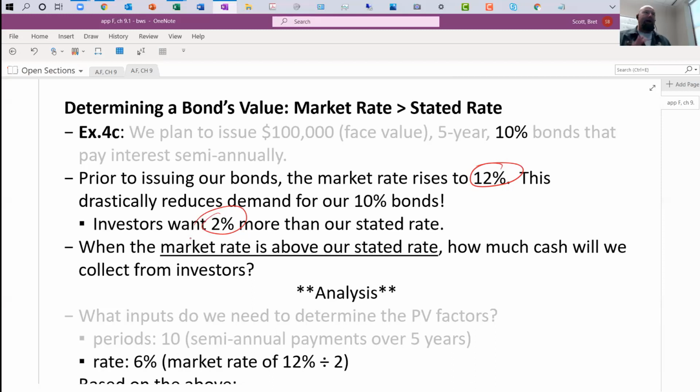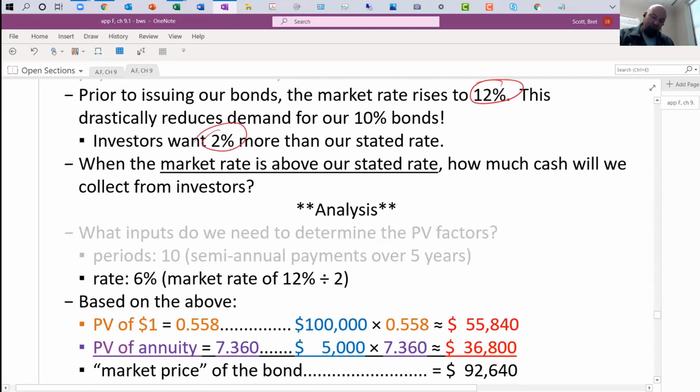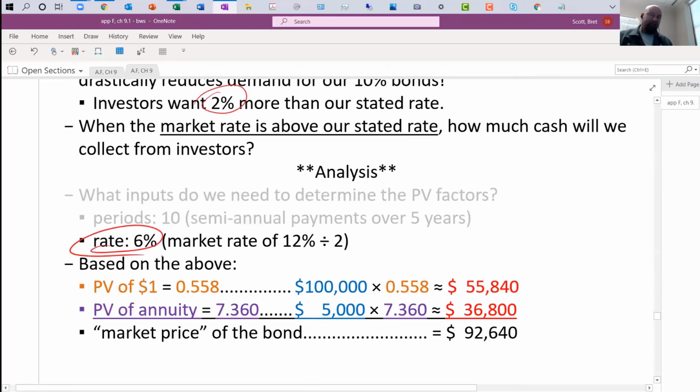So how do I attract people to buy things? I reduce the price. These things aren't selling, so reduce the price, right? Basic marketing concepts apply here in bonds. So if I do my analysis, here's the key thing. The rate I'm using is 6% every 6 months. 12% is the market, but divided by 2, see if it works, right? You're just going to get practice drawing this out. Use the appropriate factors associated with 10 and 6%. Do the math, add them up.